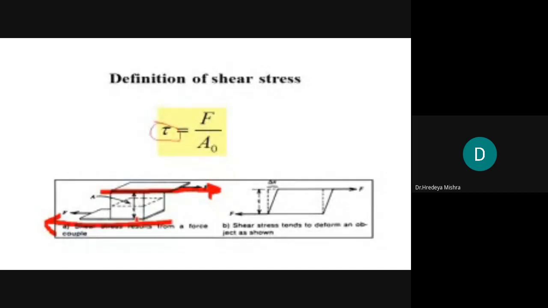For shear stress, two equal and opposite forces are applied on a component, not in the same line of action. You can see this is the cross-sectional area, and you can say that this is the shear plane.